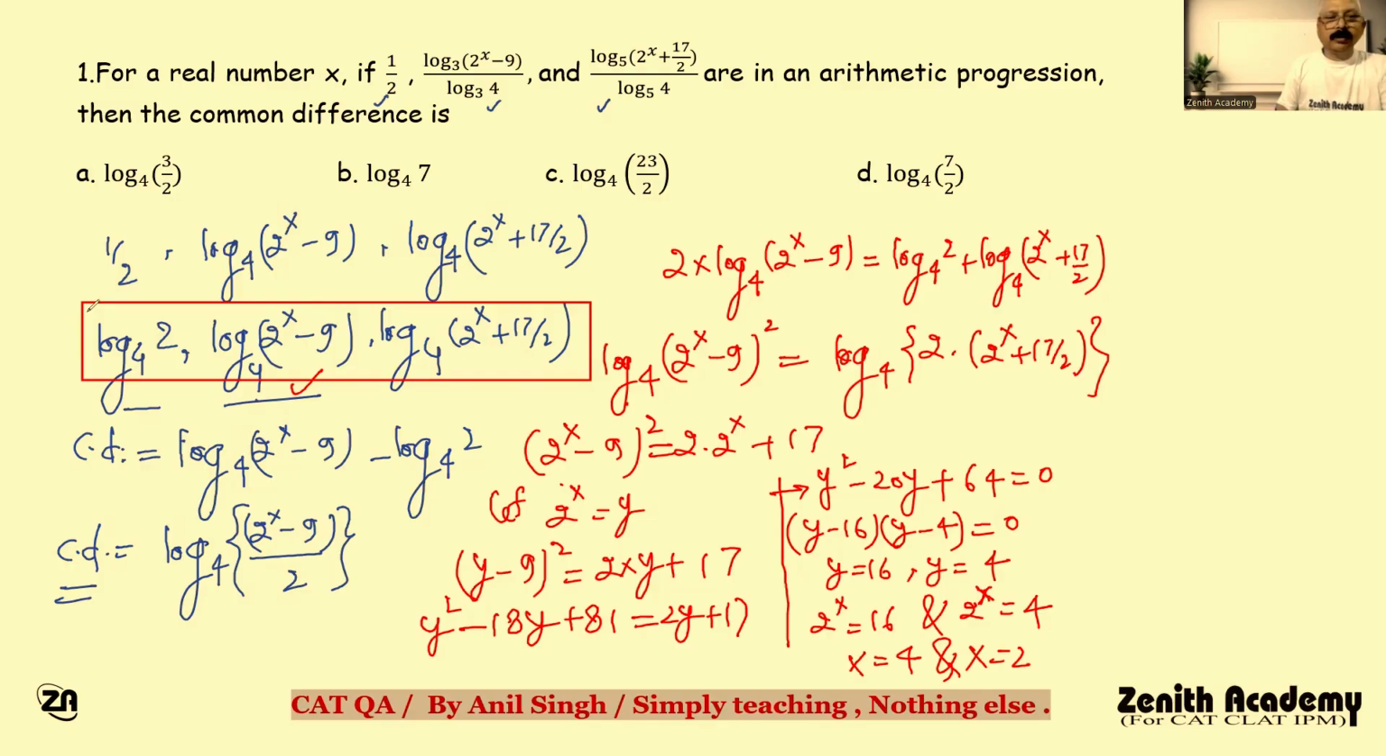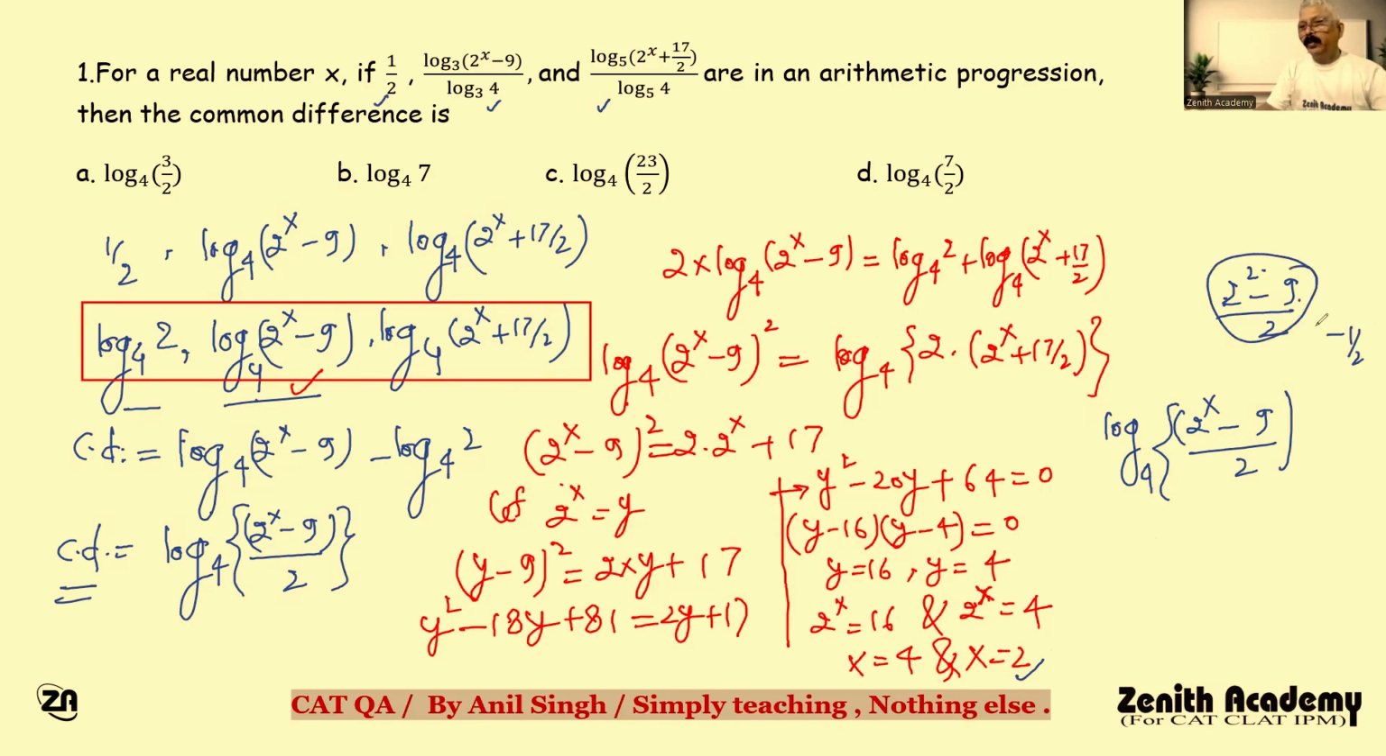So now the final common difference is the log of (2 to the power x minus 9) by 2 to base 2. So if you take x is equal to 2, then 2 to the power 2 minus 9 by 2: 8 minus 9 is a minus 1 by 2.